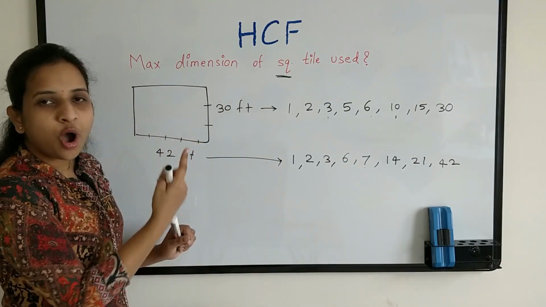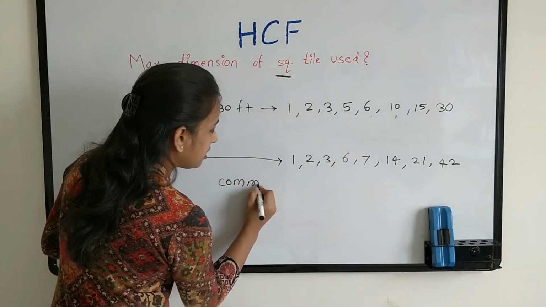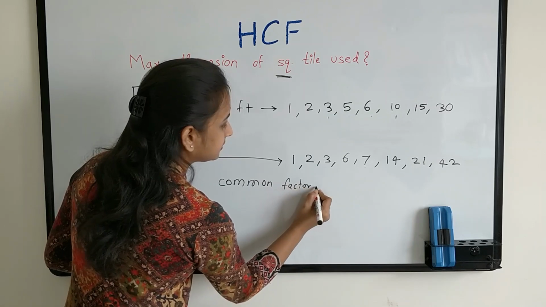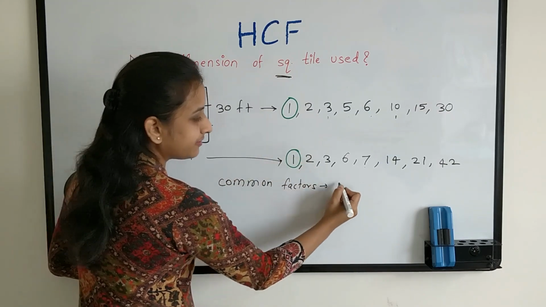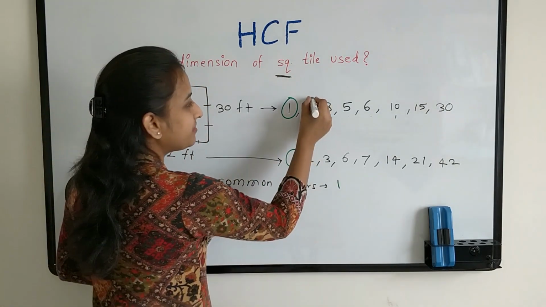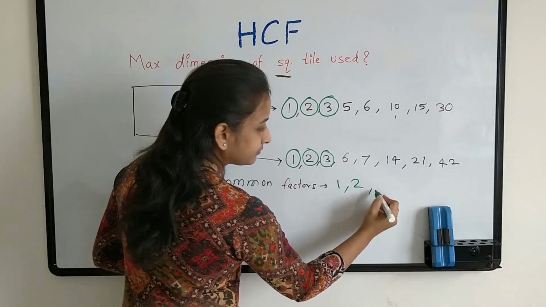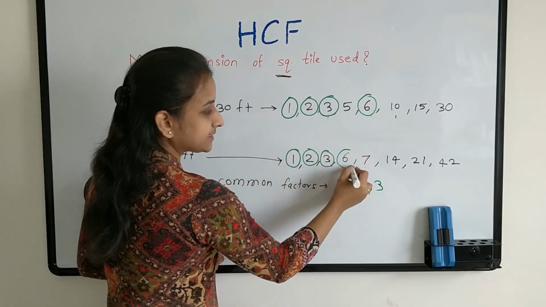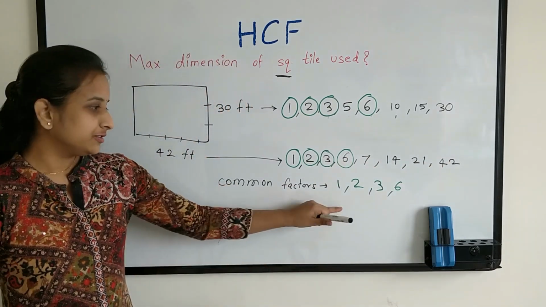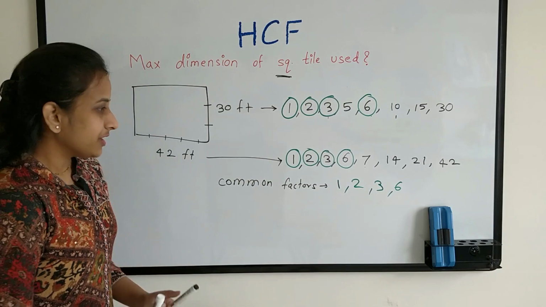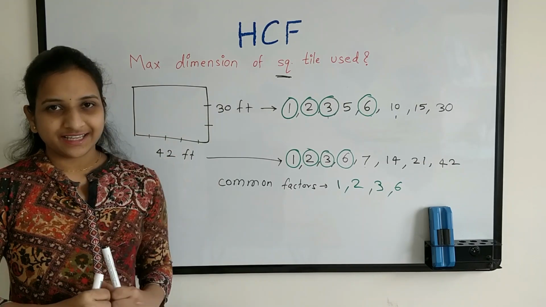Now, let's see what the common tiles are. That means we are going to find the common factors. The common factors are, see, if you observe here, 1 and 1. 1 is a common factor. The second common factor is 2. The next common factor is 3. The next is 6. And the next common factor, that's it. Only 4 are the common factors. Now, these 4 dimensions of tiles are suitable for both sides, right?